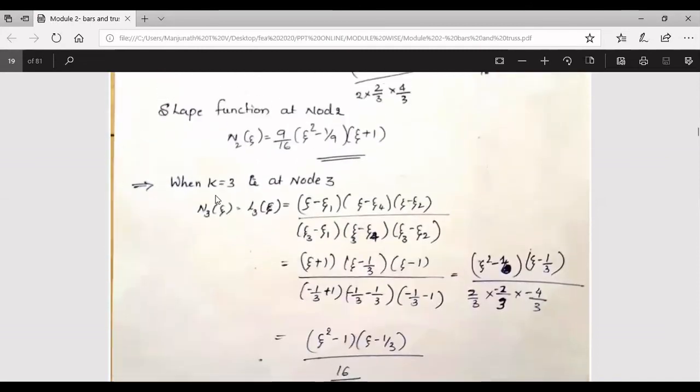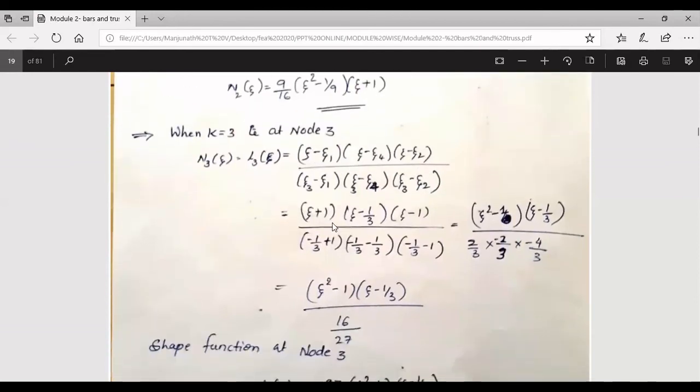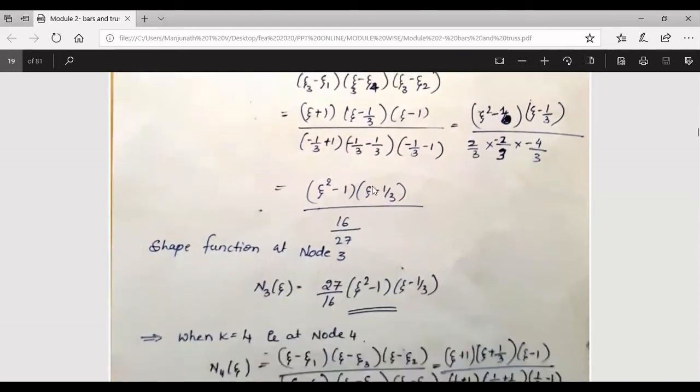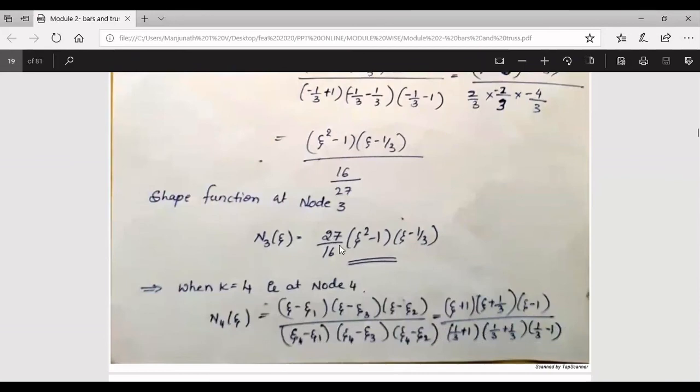Similarly, at node number 3, the kth node will be equal to 3, the third node, so that N3 of zeta is equal to, then here k becomes 3 and i becomes 1, 4, 2. So writing the equation for 3 nodes, this gives the equation like this, and substituting the values of zeta 1, zeta 2, zeta 3, zeta 4 gives this, and simplifying, we are going to get the equation 27 by 16 zeta square minus 1 into zeta minus 1 by 3. This gives the shape function at node number 3.